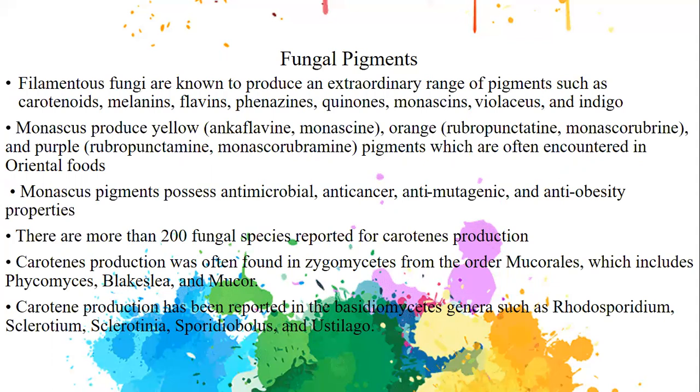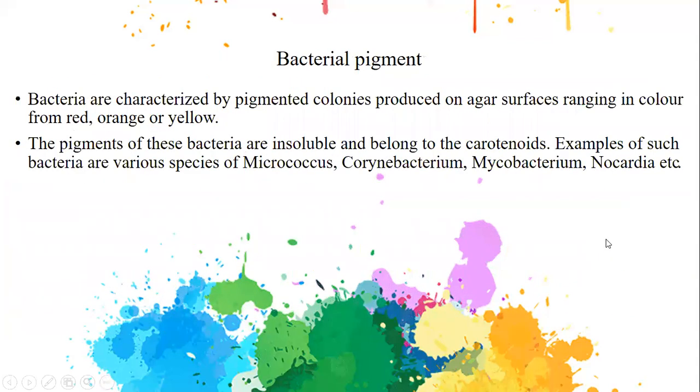About 200 fungal species contain this pigment, and it tells about where the production is found: in zygomycetes, which includes Blakeslea and Mucor. Carotene production has also been reported in Basidiomycetes genera such as Rhodosporidium, Sporobolomyces, and Rhodotorula. Next, bacterial pigments are characterized by their colonies on surface areas like red, orange, and yellow. The pigments are insoluble carotenoids, for example in Micrococcus, Cyanobacteria, Mycobacteria, and Nocardia.